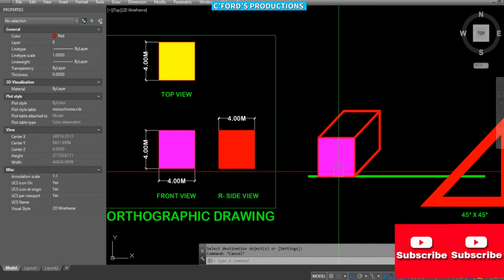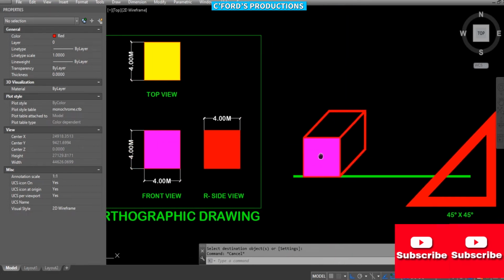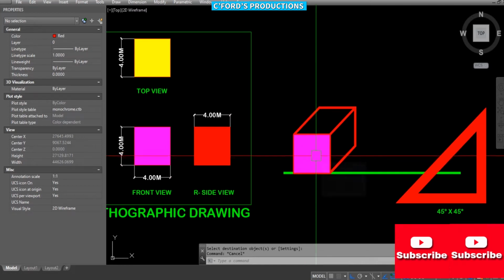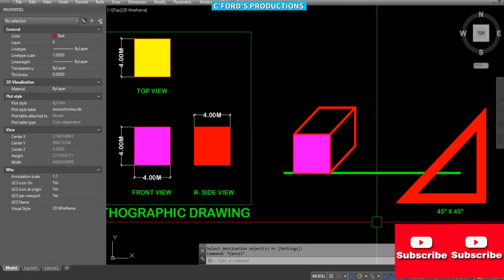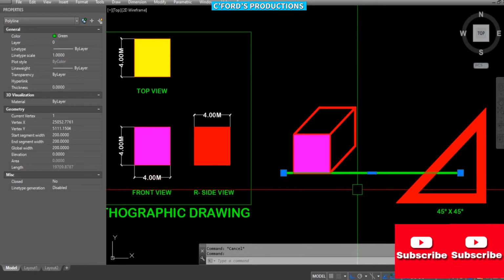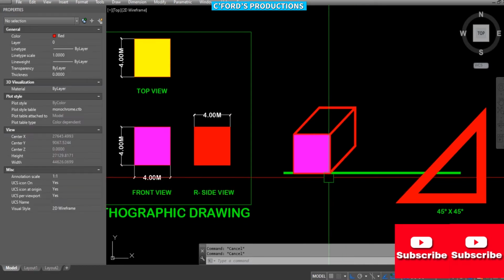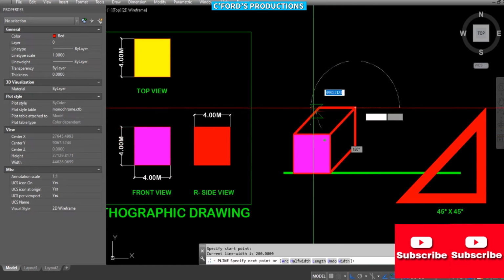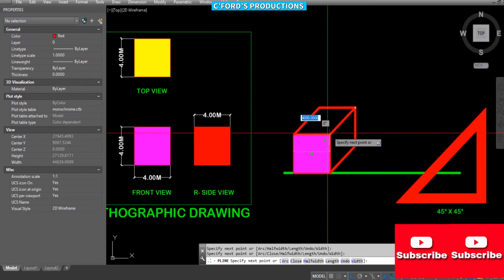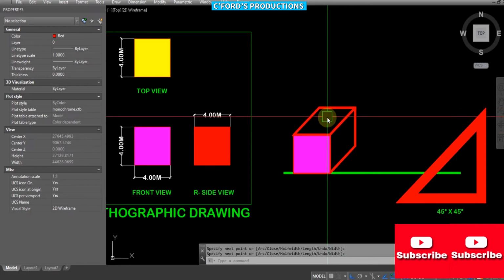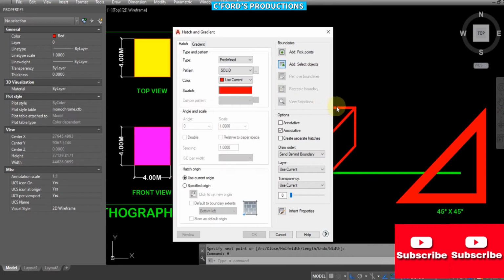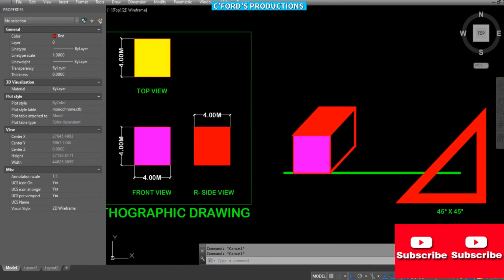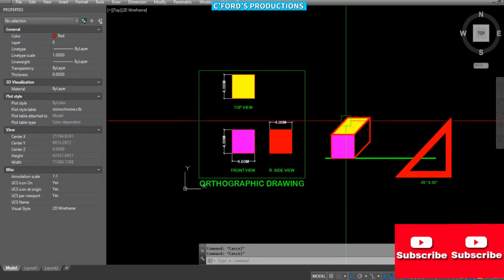As I said, the front surface is always parallel to the plane. So let's continue. Easy to determine, so I will put a color on each view.